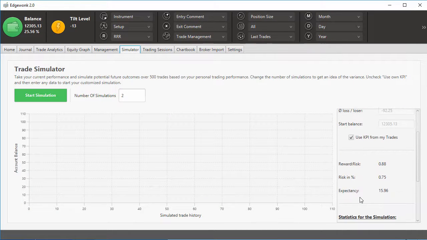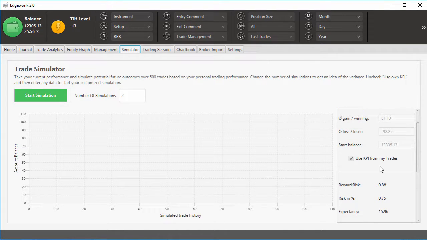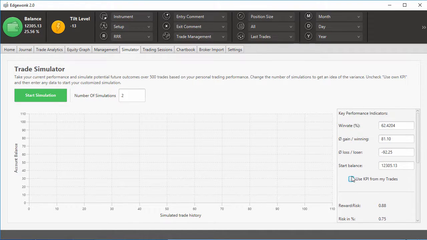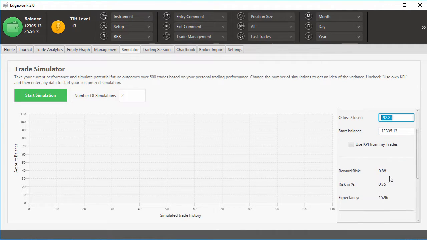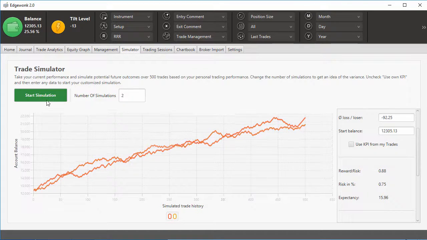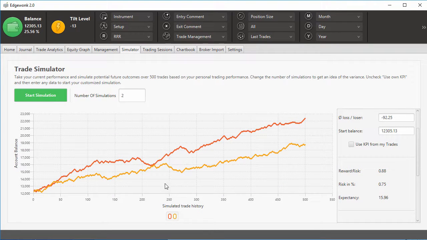In the simulator, which we will come later to as well, you can also see your expectancy here. And if you want to get a better understanding of how the different metrics and parameters in trading interact, you can untick this box here. You can change the metrics for win rate, the average winner, the average loser, and then also the expectancy, the reward to risk ratio, and the other ones update as well, so you can get a nice understanding how those metrics influence your expectancy. And then also once you start simulations, you can play around with them and then see how the potential performance will also change.